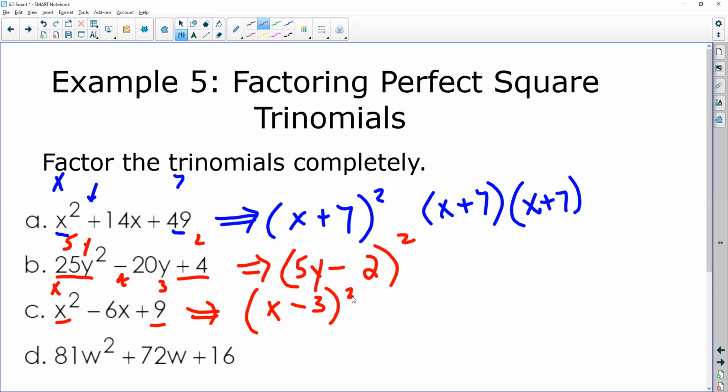And then let's look at the last one. So I have 81w squared. For sure, that's a perfect square. 16 is a perfect square. 81w squared, so I have a 9, a w, and a 4. Well, let's think. 9 times 4 is 36, times w is 36w. Doubled is 72w. So this is a perfect square. That means the 72 is positive. It's going to be plus. So it's going to be (9w plus 4) squared.